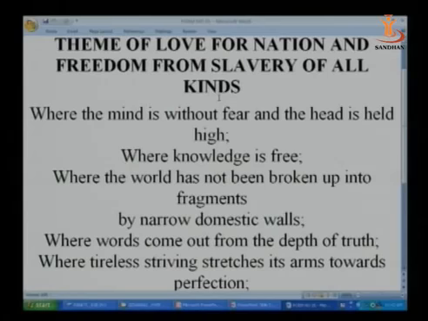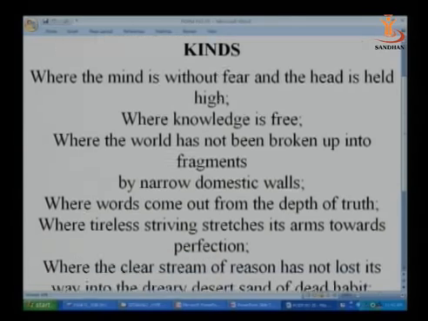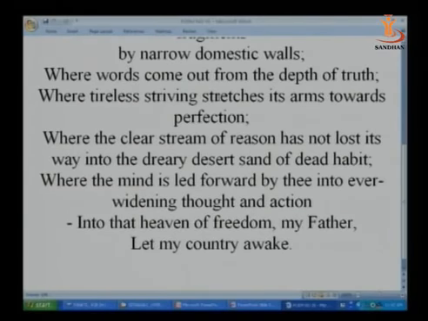Where the mind is without fear and the head is held high, where knowledge is free, where the world has not been broken up into fragments by narrow domestic walls, where words come out from the depth of truth, where tireless striving stretches its arm towards perfection, where the clear stream of reason has not lost its way into the dreary desert sand of dead habits, where the mind is led forward by thee into ever widening thought and action, into that heaven of freedom, my father, let my country awake.